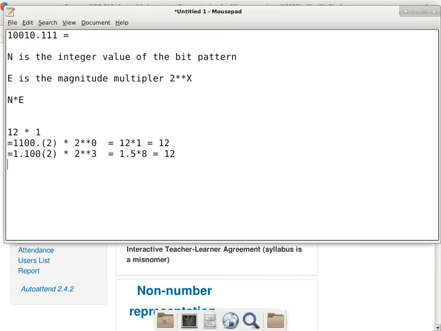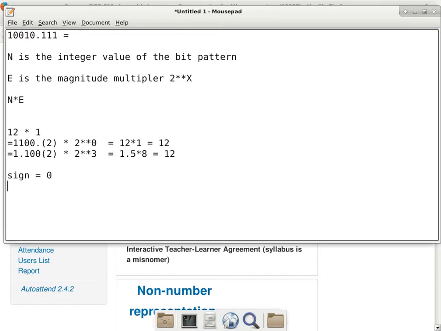Okay, so what do we do next? Next, we have to identify the various components. What about the sign of this number? What is the sign of 12? Is it positive? Is it non-negative or negative? Non-negative. So the sign bit is going to be a 0.